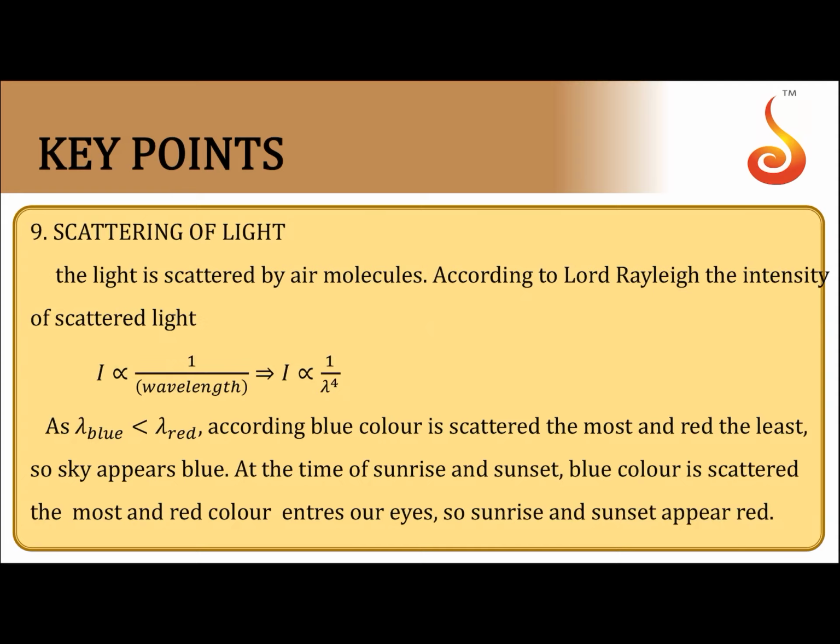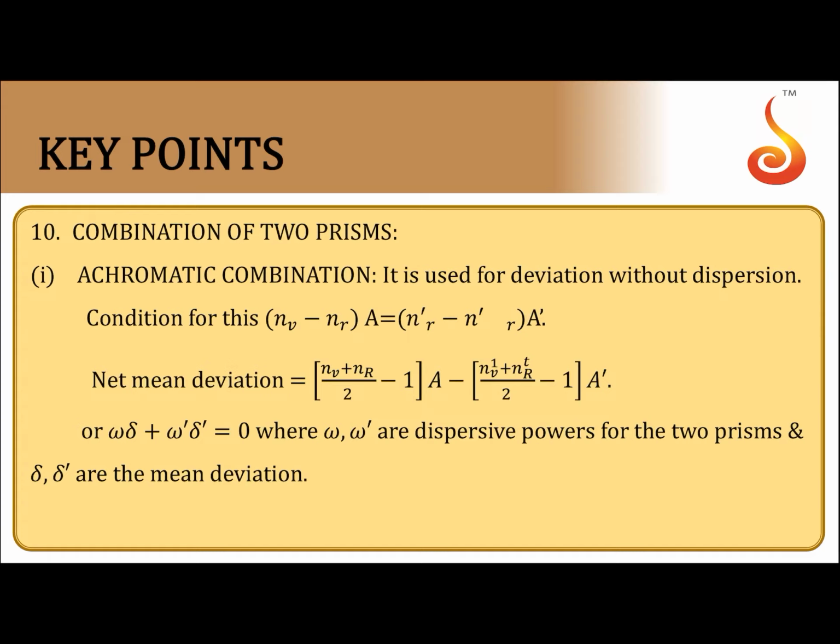Scattering of light by air molecules: according to Lord Rayleigh, the intensity of the scattered light is inversely proportional to lambda to the power 4. So lambda blue is less than lambda red. Accordingly, blue color is scattered the most and red the least. So that is why sky appears blue. At the time of sunset and sunrise, blue color is scattered the most and red color enters our eyes. So sunrise and sunsets appear red.